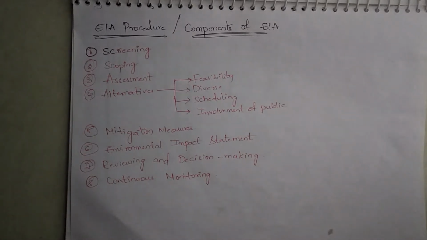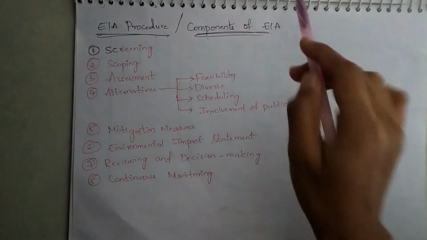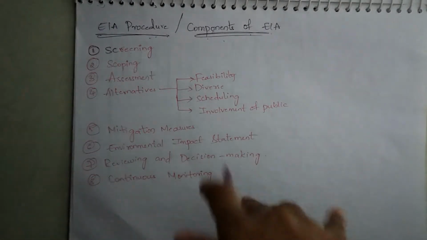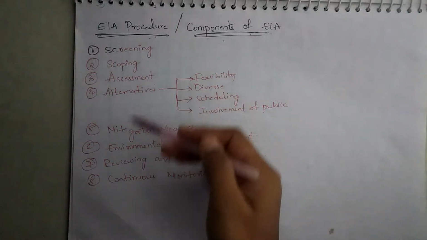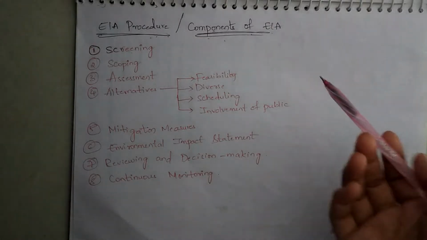Hello everyone. In today's video, we are going to discuss the EIA procedure or components of EIA. If the question is to write about the procedure of EIA or components of EIA, you have to write the same answer. So there are 8 steps in this process, procedure, or components.